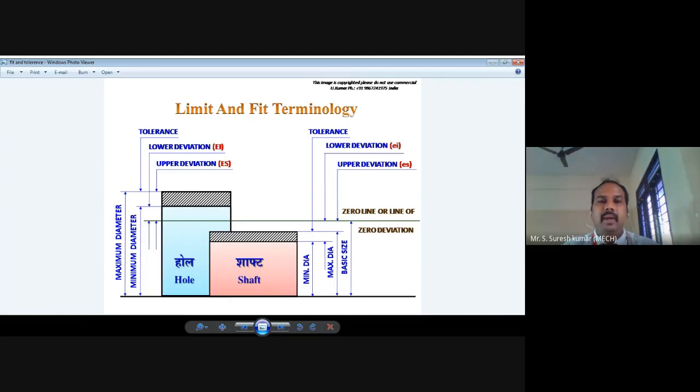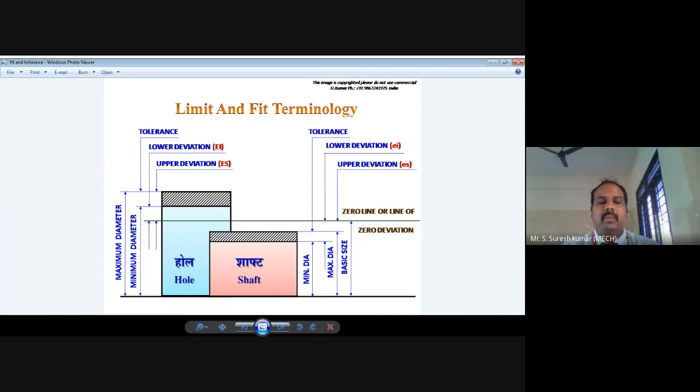So, what is meant by unilateral tolerance? In the unilateral tolerance system, the variation in size is permitted in one direction only. Then what is meant by bilateral tolerance? In the bilateral tolerance system, the variation in size is permitted in both directions. So these are the important things of limits, fits and tolerance while designing.